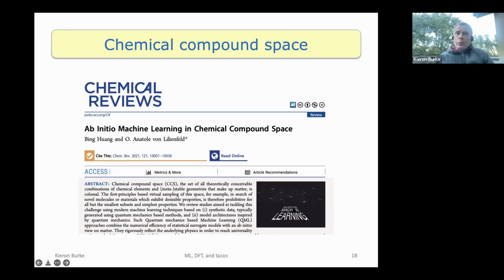I think this is the Star Wars logo. I hope there isn't any copyright issue here. That's been used to explore chemical compound space. Okay, so this is lots of people.